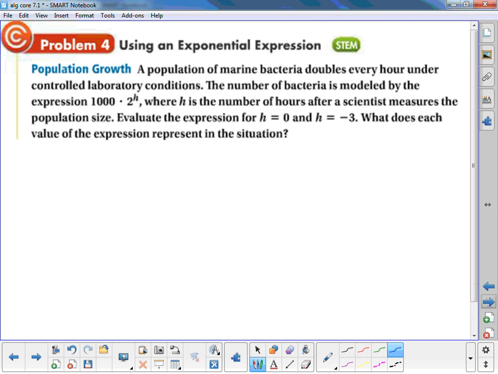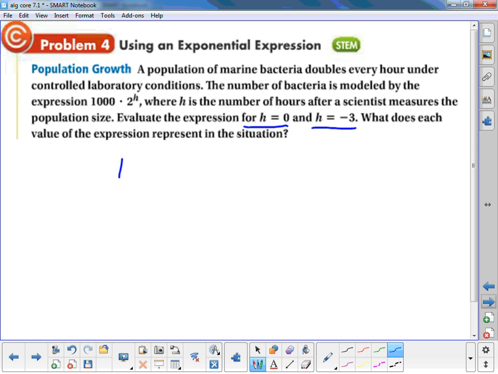All right, so here's an example of where you use it in science. Population growth. A population of marine bacteria doubles every hour under controlled laboratory conditions. So the number of bacteria that you have is modeled by the expression 1,000 times 2 to the h, where h is the number of hours after a scientist measures the population size. So it says evaluate it for h is 0 and h is negative 3, and then what do those mean?